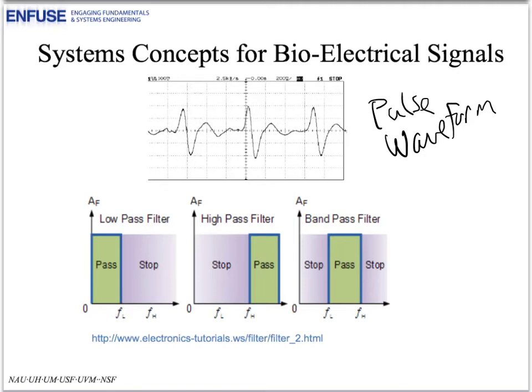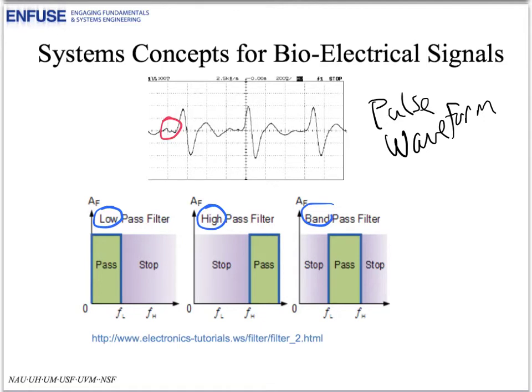And these small noise signals that you see here are high frequency, and we can use filters to remove some noise and clean up the signal. The main filter types are low pass filters, high pass filters, and band pass filters.